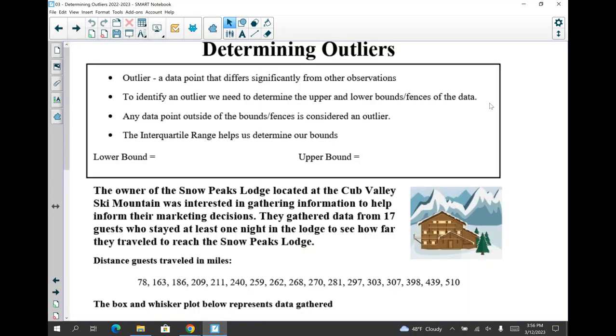So here we have the owner of the Snow Peaks Lodge, located at the Cub Valley Ski Mountain, who was interested in gathering information to help inform their marketing decisions. They gathered data from 17 guests who stayed at least one night in the lodge to see how far they traveled to reach the Snow Peaks Lodge.